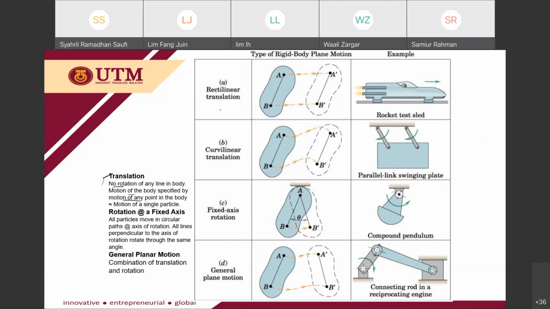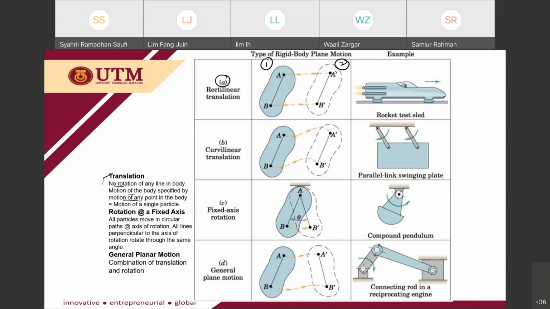For example, we have A, a rectilinear translation. In this rigid body, we choose two points, point A and point B. The first position moves to the second position. You can see that point A and point B move to A prime and B prime, and you may notice that the motion of points A and B is on a straight line.